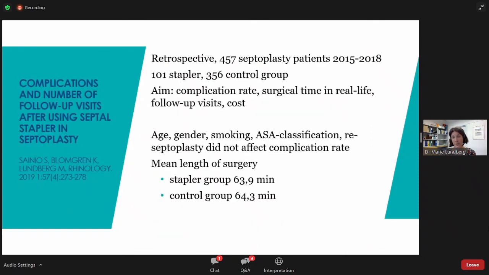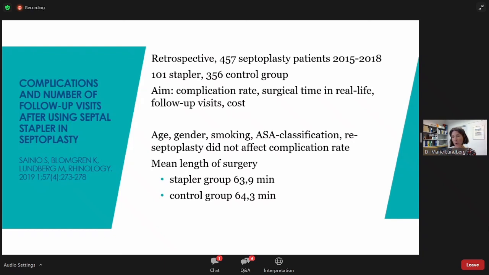Then to our study with 457 septoplasties performed from 2015, and this was the year when we took the stapler in use here in Helsinki. 101 patients were stapled, and all of the other ones, independent on what method was used, were the control group. And we looked at the complication rate, the surgical time in real life, and follow-up visits, and then the costs.